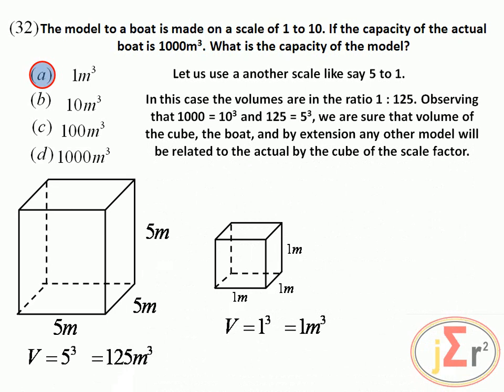Observing that 1000 is 10 cubed and 125 is 5 cubed, we are sure that the volumes of both cubes, and by extension any other model, will be related to the actual by the cube of the scale factor. So as it pertains to volumes, we are sure that the actual will be related to the model by the cube of the scale factor.